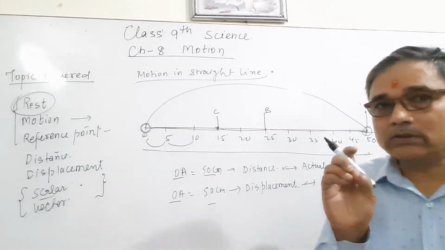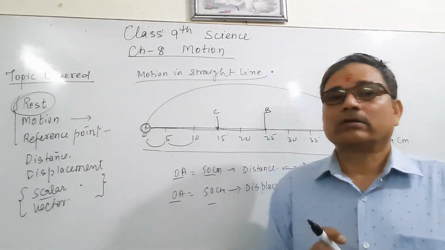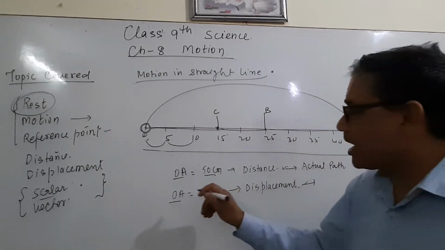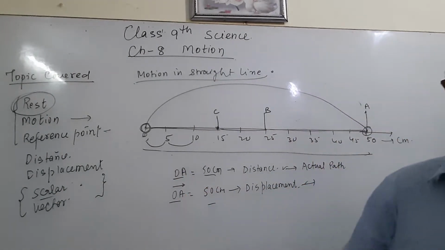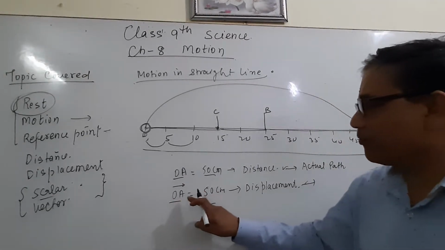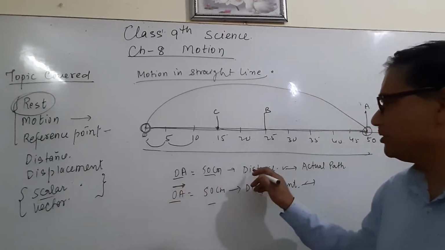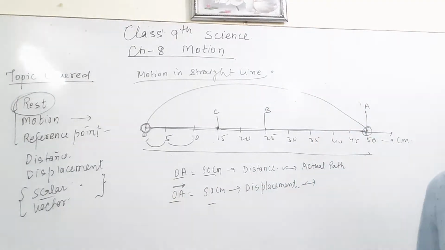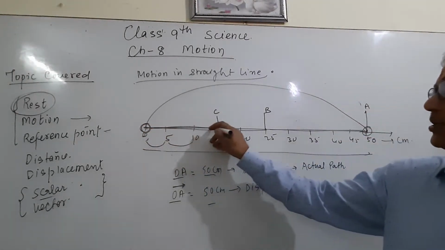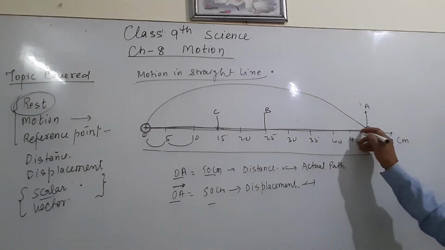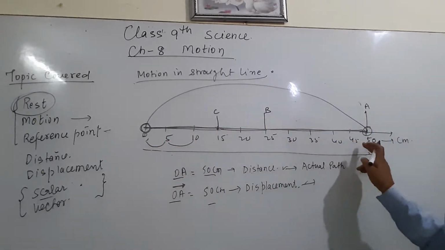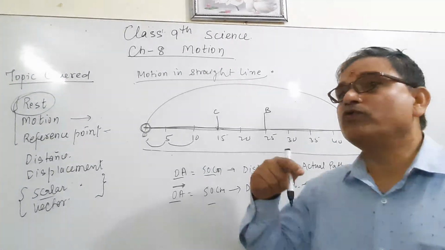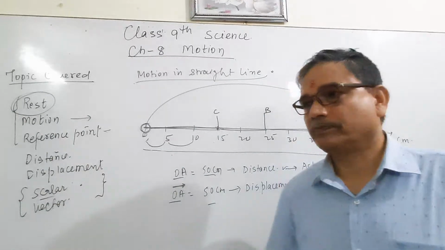I told you the shortest path between initial and final, meaning I indicate the direction from initial to final. When I put the direction, then this distance changes into displacement. It means when an object is moving in a straight path, its distance and displacement will be the same if it is moving in the same direction.